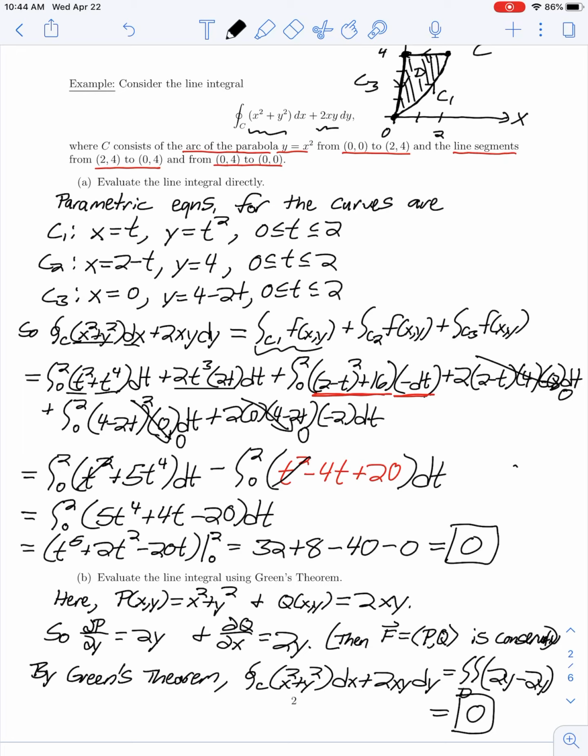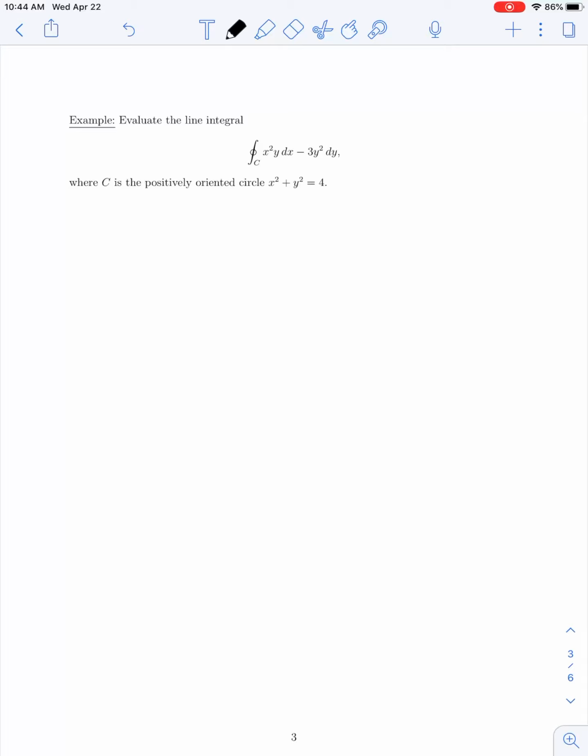So this particular example illustrates just how useful Green's theorem can be to save us a lot of work in evaluating these line integrals. So let's look at some other ones that are sort of similar. In this next example, we're asked for the line integral over the closed curve C of x squared y dx, so this function will be our P term, minus 3y squared dy, so this minus 3y squared will be Q. And C is the positively oriented circle centered at the origin of radius 2. So let's start by sketching our curve over which we're integrating.